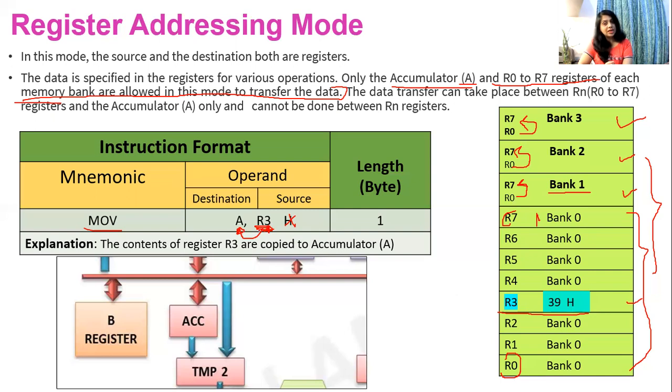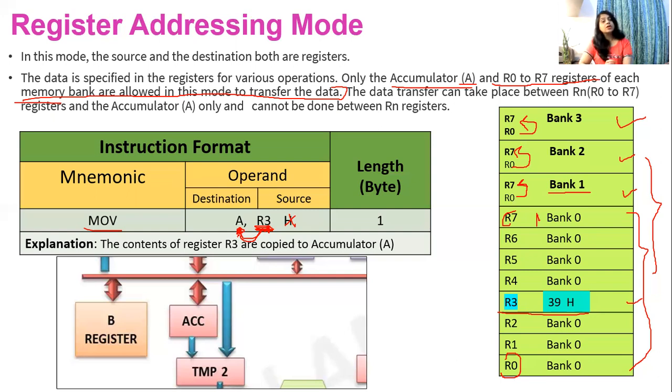What this instruction says is, whatever is available in register R3 should be moved to register A. It should be copied into register A. Remember that it is a copy operation. It is a copy paste operation. It is not a cut paste operation.